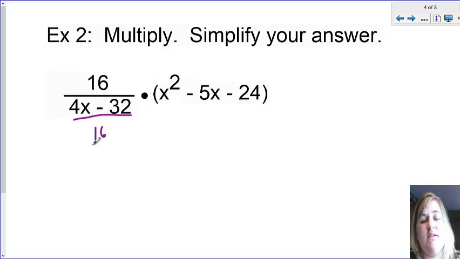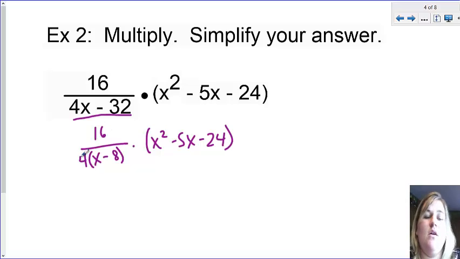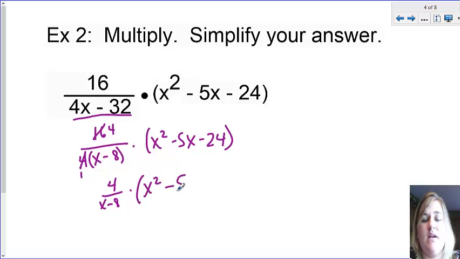So I have 16 on top. I can factor a 4 out of both of those, which leaves me with x minus 8. And then it's still times x squared minus 5x minus 24. The 4 and the 16 reduce by 4, so this goes to a 1, this goes to a 4. So I have 4 over x minus 8 times the quantity of x squared minus 5x minus 24.